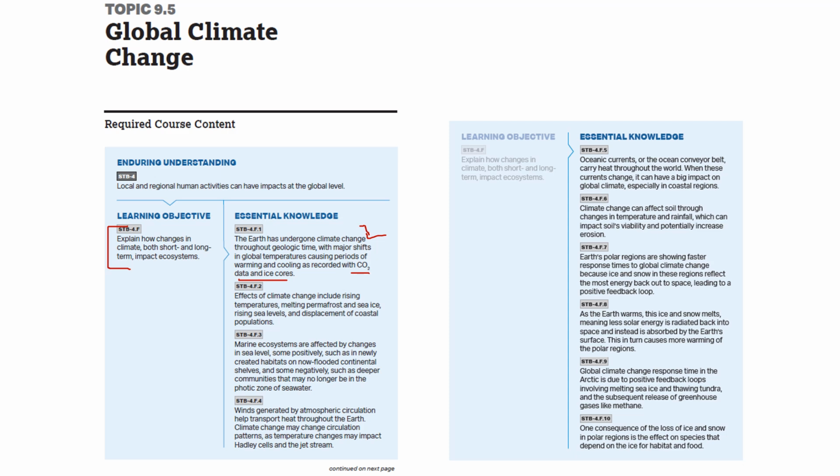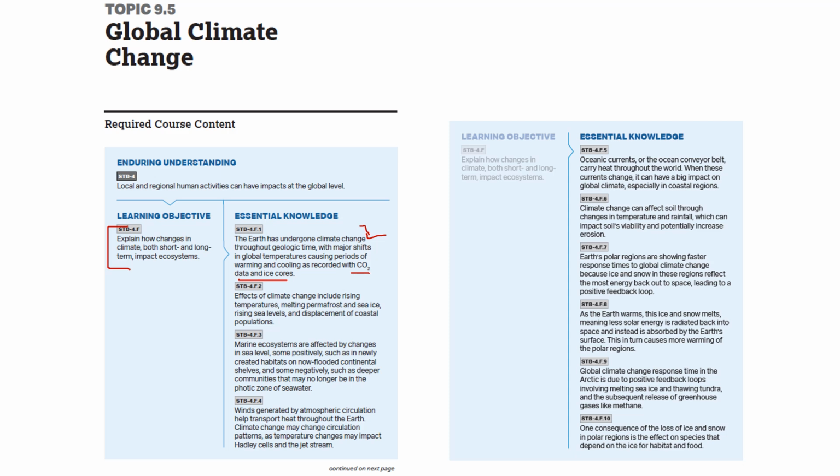Effects of climate change include rising temperatures, melting permafrost and sea ice, rising sea levels, and displacement of coastal populations. Marine ecosystems are affected by changes in sea level, some positively, such as in newly created habitats on now flooded continental shelves. So that could be seen as a positive for ecosystems, and some negatively, such as deeper communities that may no longer be in the photic zone of seawater.